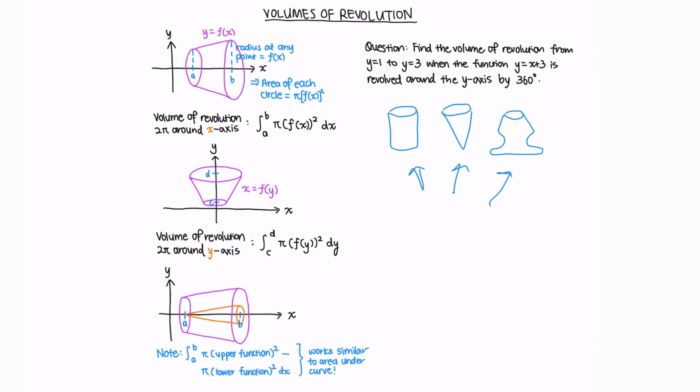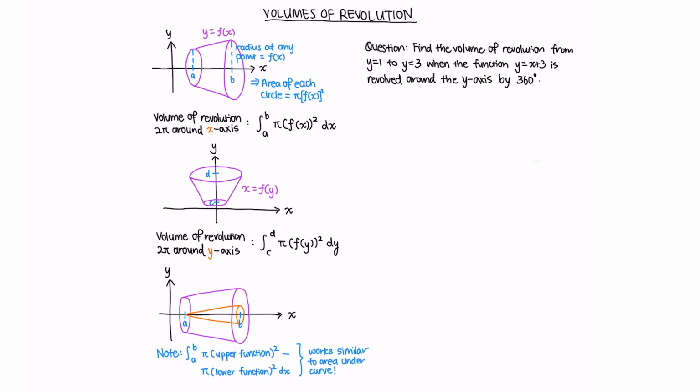Why is this so? A volume of revolution revolves around a certain axis, and we are revolving a certain function, let's say this function over here, around this axis in a circular motion. If you see here, we are revolving this function around the axis in a circular motion, and this function over here along this axis in a circular way.